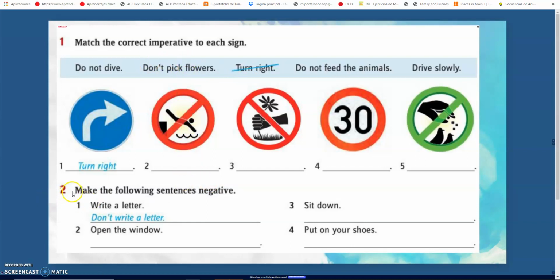In the second section, make the following sentences negative. So we have 4 different commands in positive, but I want you to change them into the negative form. Number 1, write a letter. Or, no, don't write a letter. Open the window. Sit down. Put on your shoes. Okay, so you have to rewrite these sentences into the negative form.